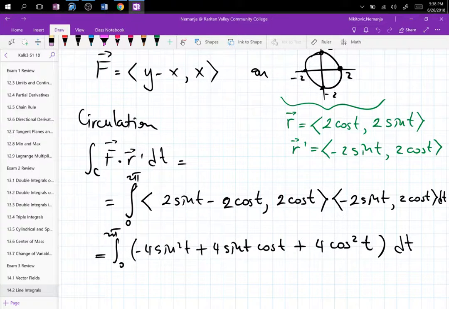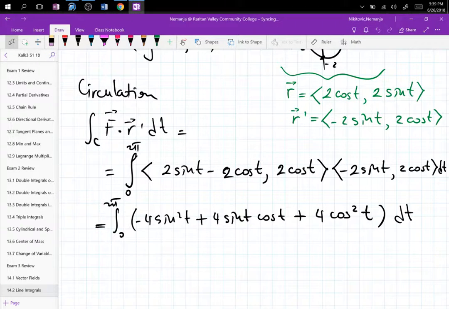Now, when I multiply, negative 4 sine squared, positive 4 sine cosine, and then 2 cosine times 2 cosine is plus 4 cosine squared. We're good, right? Yeah. All right, so now, how are your trig identities?